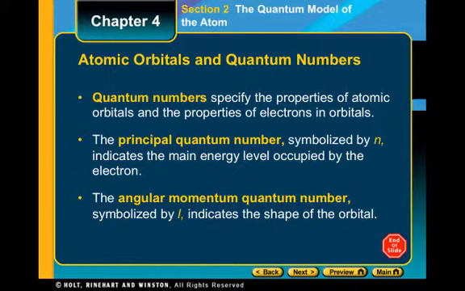So this would be like an n equals 1 sublevel. This is an n equals 2. So you can see the difference, that the larger the n value, the larger the orbital, because the electrons could be farther away from the nucleus in this orbital.